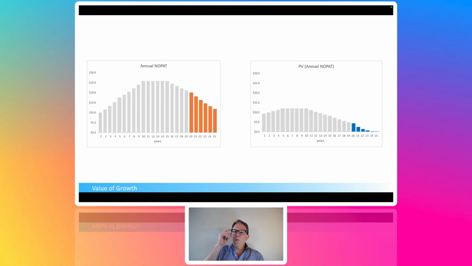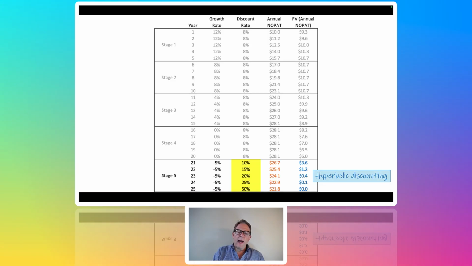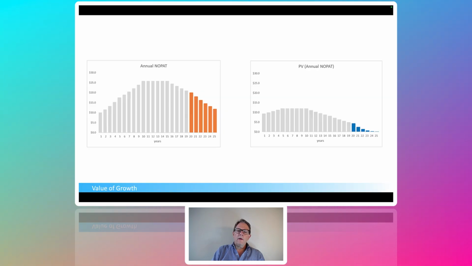All right, so this is what it looks like. Now I put all 5 periods together. The last period is negative growth. Go back. It's negative growth plus hyperbolic discounting.